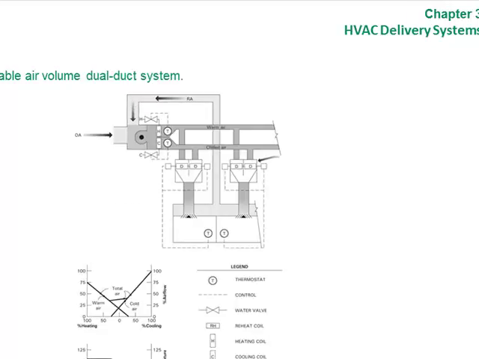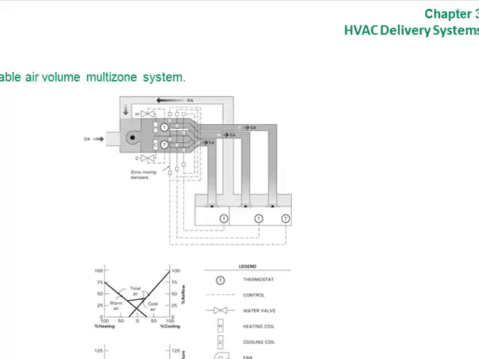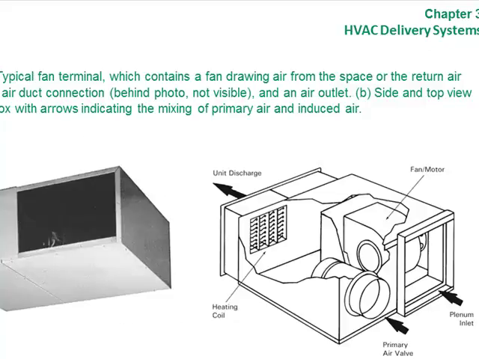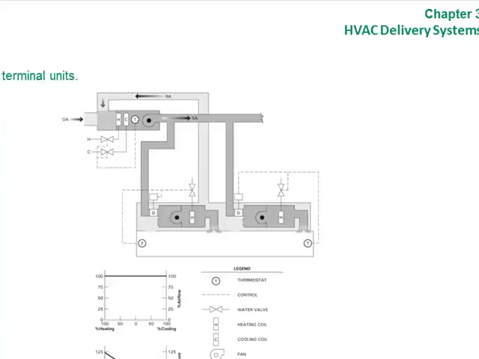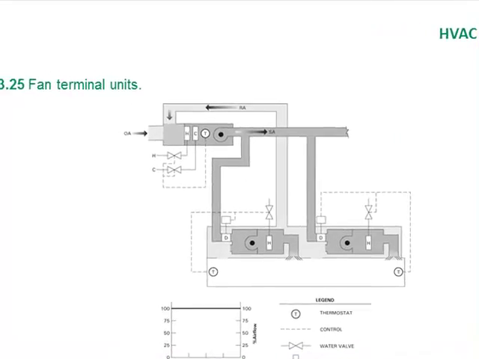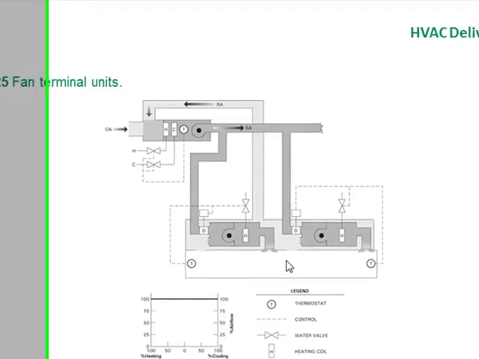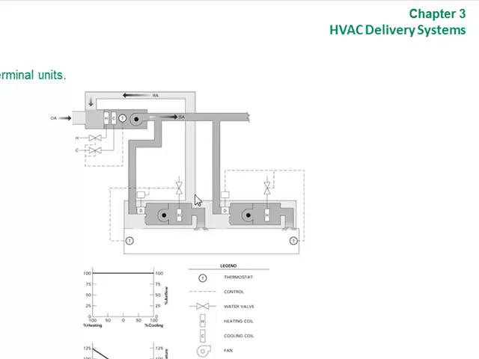Just another dual duct system with variable air volume. There's a multi-zone variable air volume. That just means there's a damper system in there that controls the amount of air. You've got fan terminal units, which take up room in each individual zone or space. So you have to have a lot of ceiling space for it to work that way.